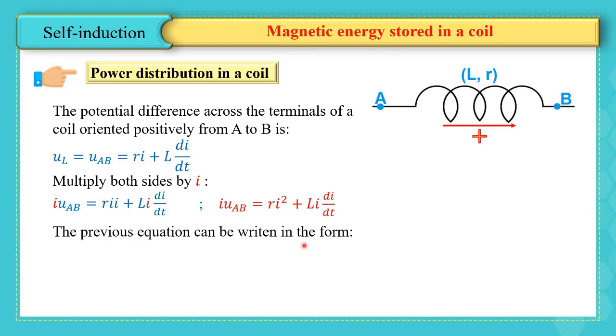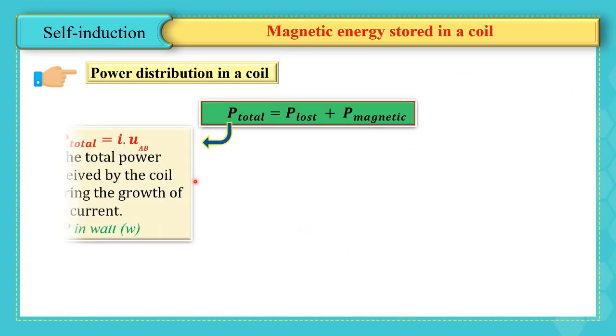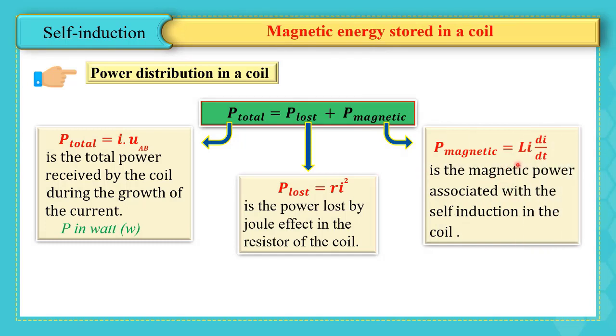The previous equation can be written in the form P_total = P_lost + P_magnetic, since, as we know, the power is equal to i times U. P_total = i·U_AB is the total power received by the coil during the growth of the current, and the unit of power is Watt. P_lost = Ri² is the power lost by Joule's effect in the resistor of the coil, and P_magnetic = Li di/dt is the magnetic power associated with the self-induction in the coil.